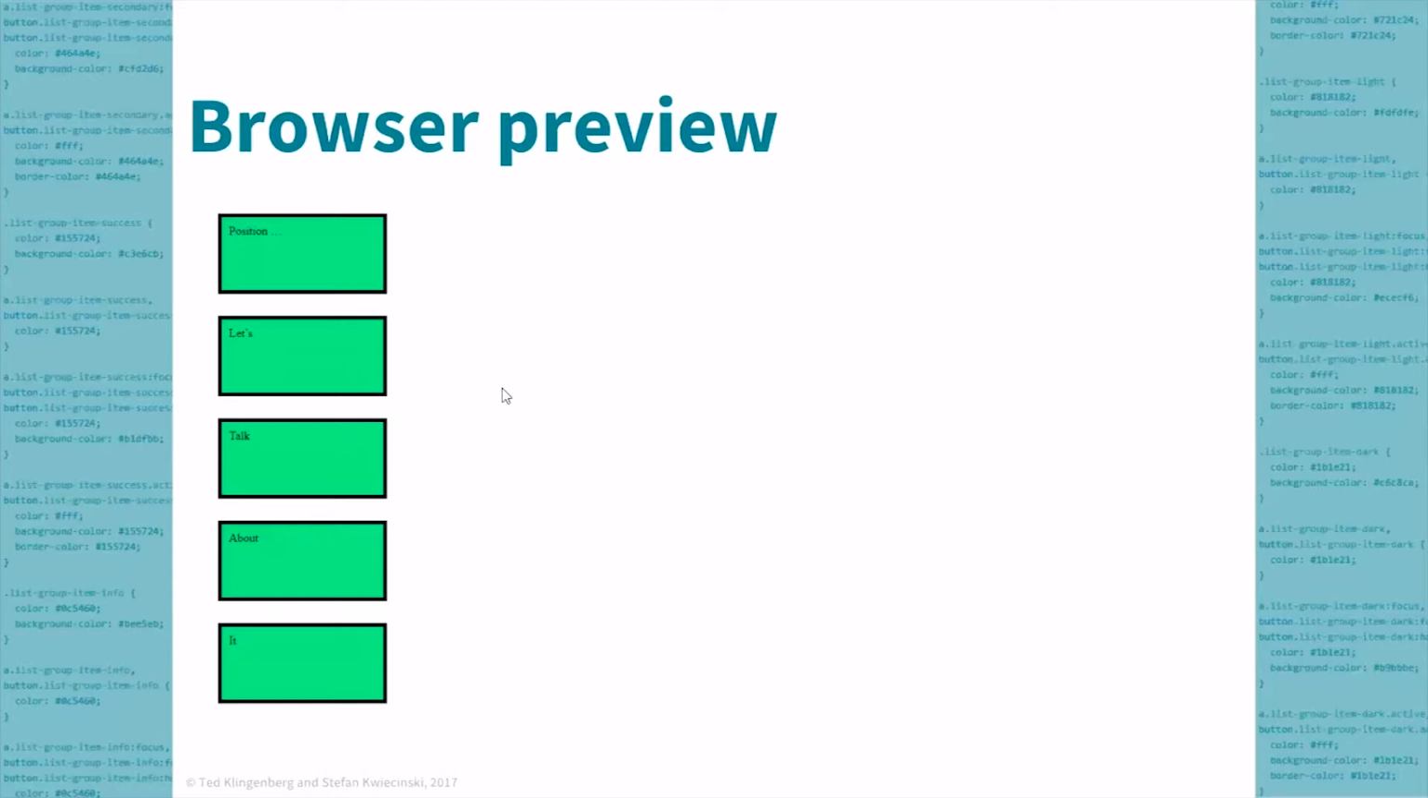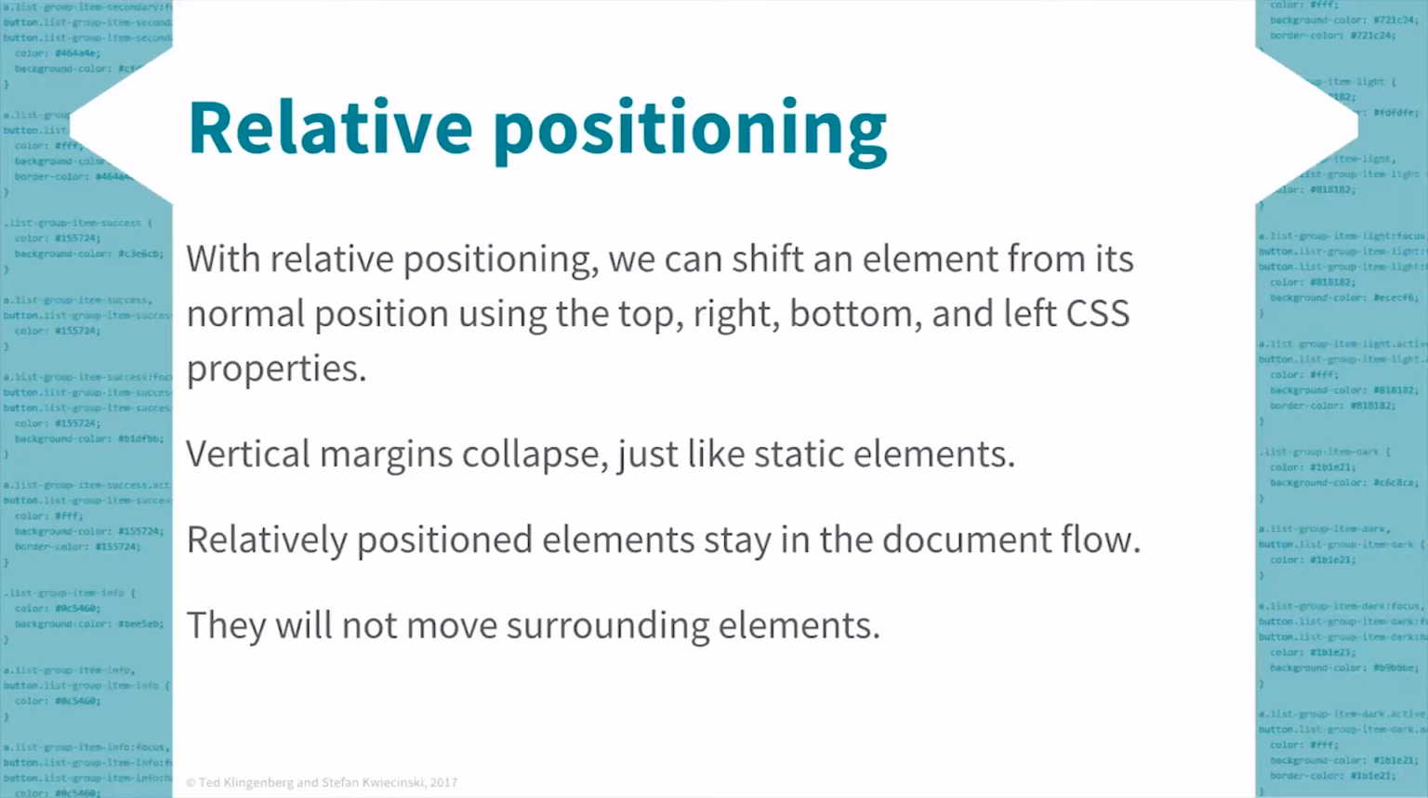Now let's go ahead and talk about shifting elements. Let's talk about relative positioning. So we can move elements relative to their original position on the page. And we can do that using the top, right, bottom, and left CSS properties. And another thing to note about this is that vertical margins collapse just like static elements.